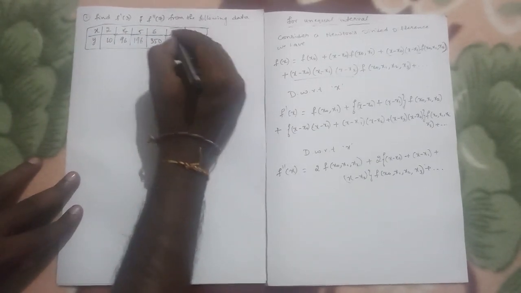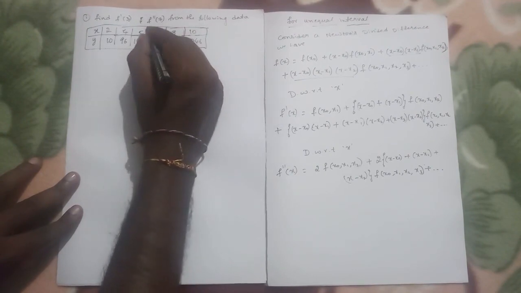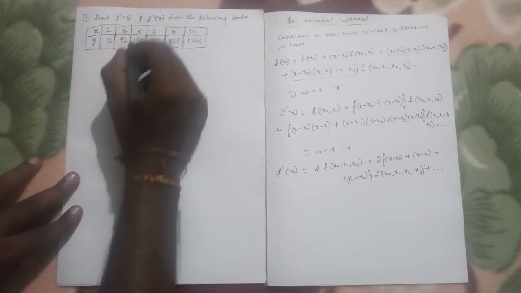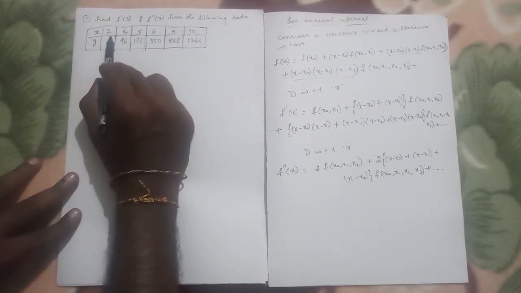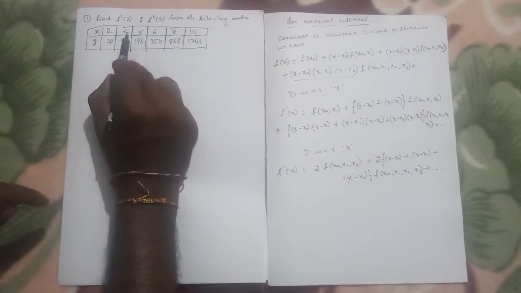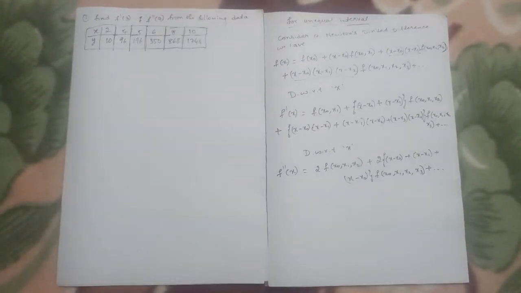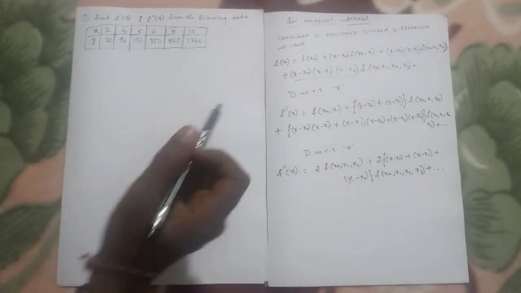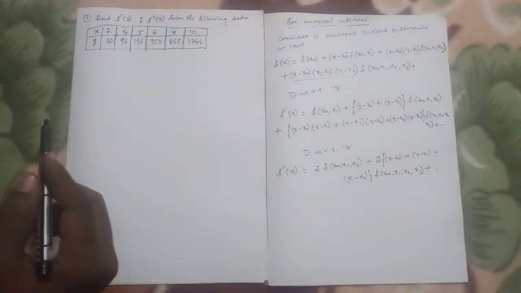First you have to check whether the x values are equidistant or not. Here 4 minus 2 will get 2, 5 minus 4 will get 1. So here the difference is 2, here it is 1. So x is not equidistant. So we have to use the Newton divided difference table here.